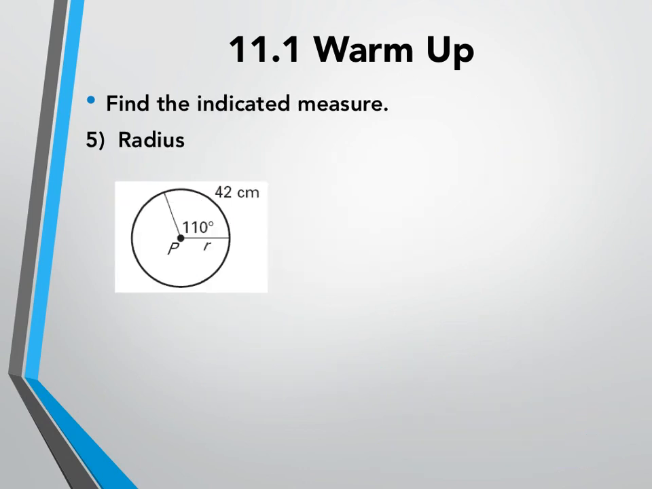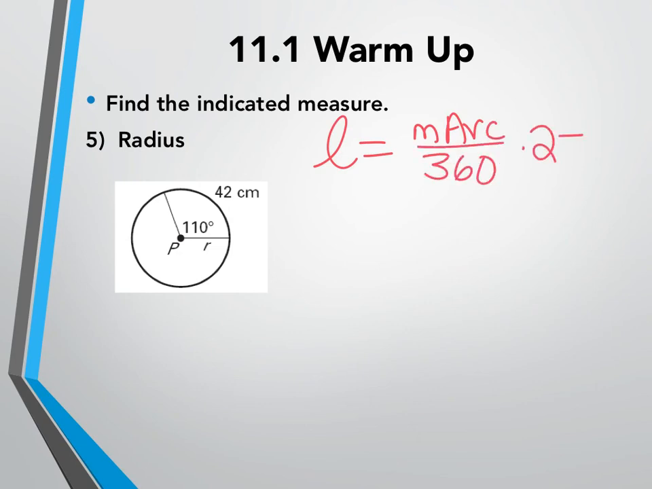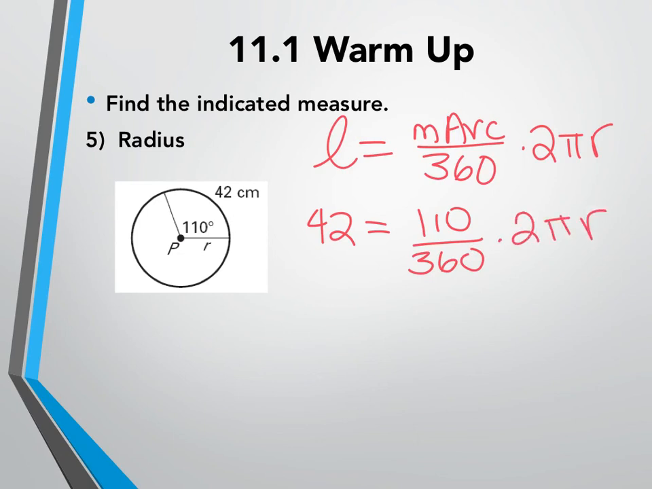All right, find the indicated measure. This time you want the radius. So this time you're given the length of the arc, you're given the measure of the arc, what you're missing is the radius. So if the length of the arc equals the measure of the arc over 360 times 2 pi r, 42 would equal 110 over 360 times 2 times pi times r is my unknown. Simplify it as much as you can.